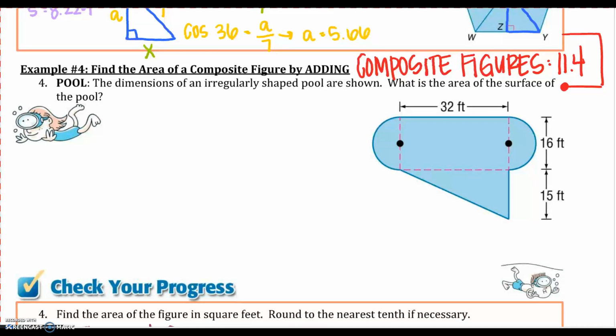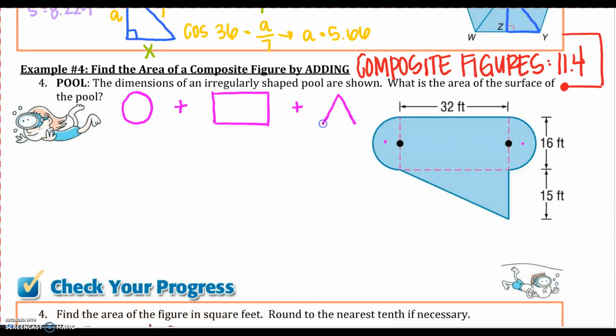So the dimensions of an irregular shaped pool are shown. What is the area of the surface of the pool? What I like to do is look at this shape and see what shapes I see within that irregular shape. So I see a full circle, which means half here and half here. I also see a rectangle in the middle, and then I also see a triangle.